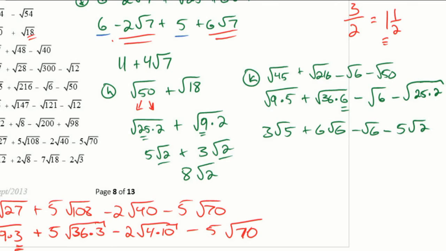Now I look at my radicals. Do I have any that are the same? I have root 6, I have root 6. This root 5 and 2 are different, so I can't do anything with those. 3 root 5. 6 root 6 minus 1 is going to give me 5 root 6. And then I have 5 root 2. I can only combine them if what is under the radical sign is the same.